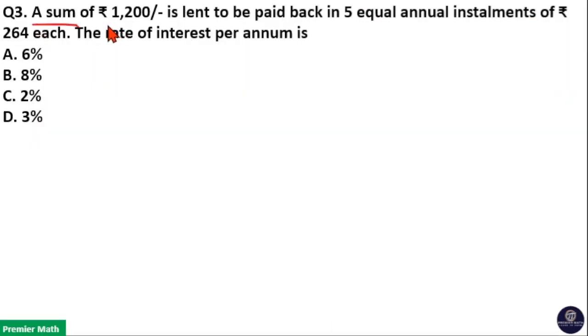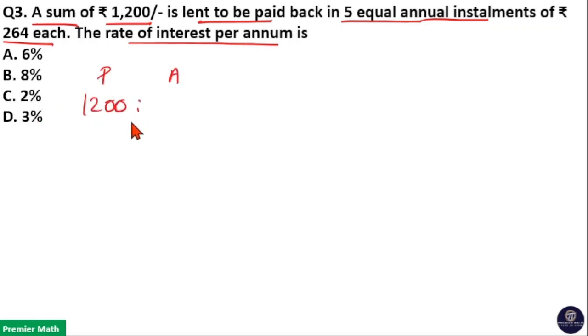Sum of rupees 1200 is lent to be paid back in 5 equal annual installments of rupees 264 each. The rate of interest per annum is? Here principal is 1200 and the amount paid back in 5 years is equal to 5 into 264. That means 1000 plus 300 plus 20, that is equal to 1320. That is the amount paid back in 5 years.